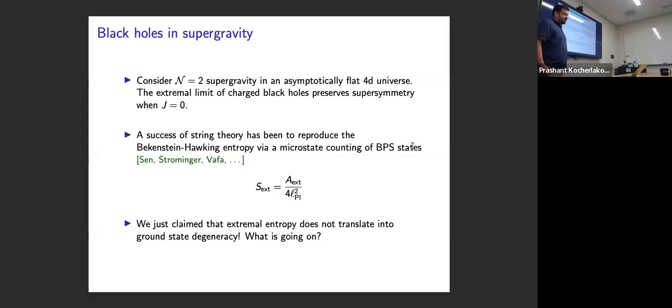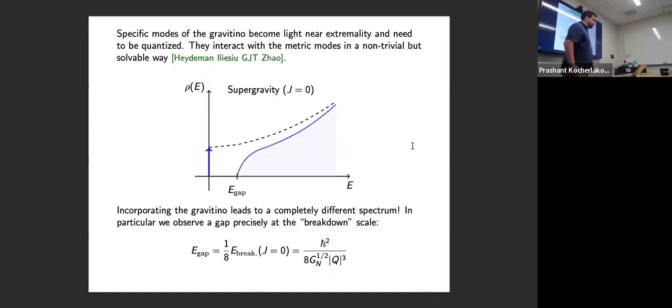So they reproduce this formula in the classical limit of gravity. But I just told you that the extremal entropy of the black hole doesn't translate into ground state degeneracy, so you could ask what's going on, how should we interpret these previous results? Some specific modes of the gravitino, which are fermions that come with any theory of supergravity, also become light near extremality, and they also need to be exactly quantized, and they interact in a non-trivial way with the metric, for example. So now the form of the spectrum can be completely different than what I wrote before.